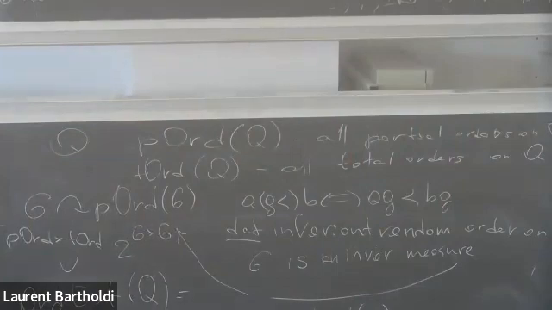Remember, here we have this argument that basically if we have a counterexample, so we cannot extend all the invariant random orders for a subgroup, then we also cannot do this for the whole group. Okay.